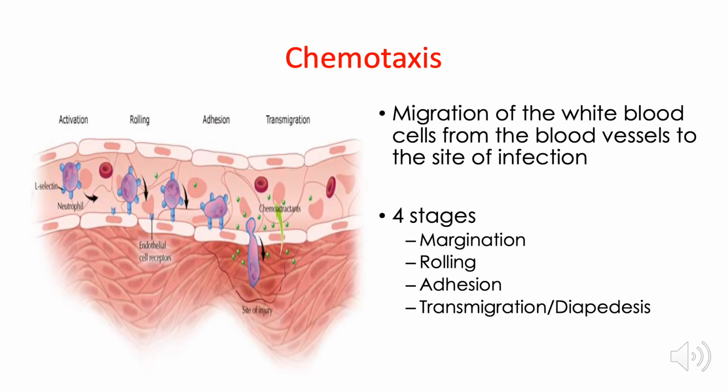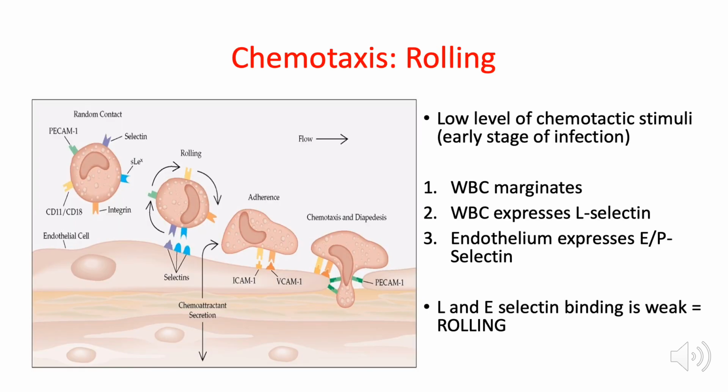Chemotaxis has 4 important stages. I hope you have already memorized them. Margination, rolling, adhesion, and the diapedesis or transmigration. In the early stage of the inflammation, there are still few microorganisms present. With their number, they will only be able to produce low level of chemotactic stimuli. And this low level of chemotactic stimuli will start attracting the white blood cell that is most sensitive to chemotactic stimuli, and they are the neutrophils, right?